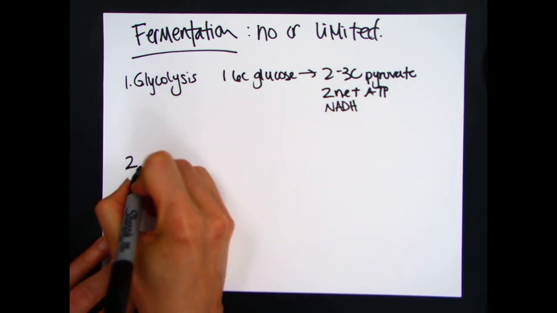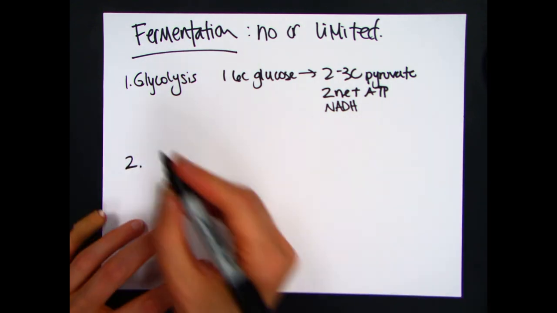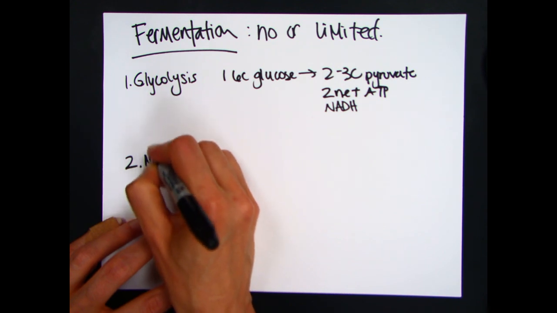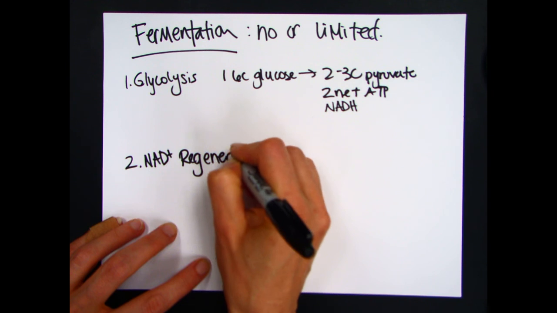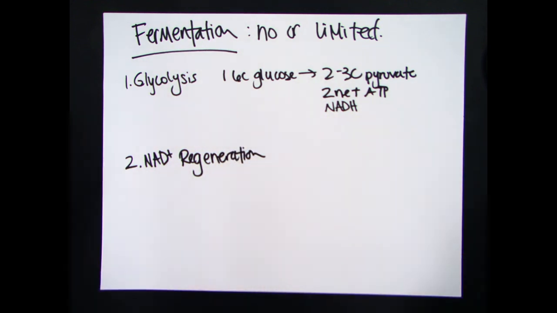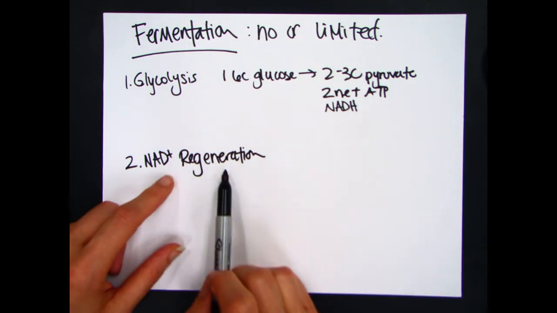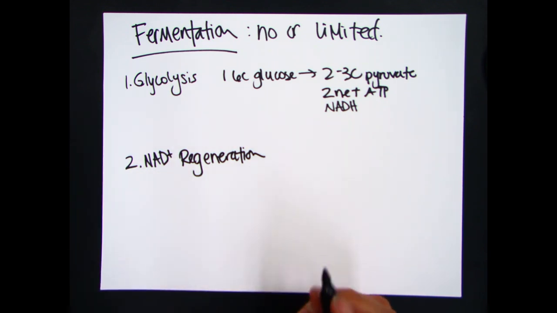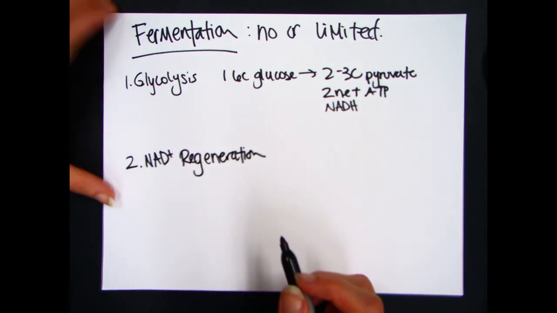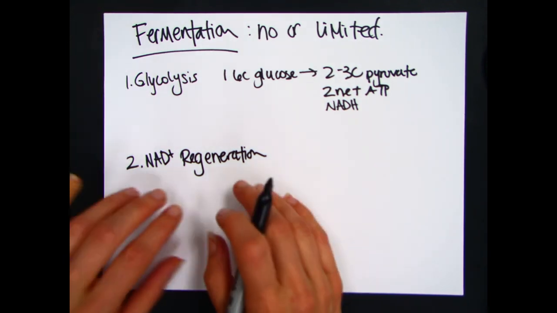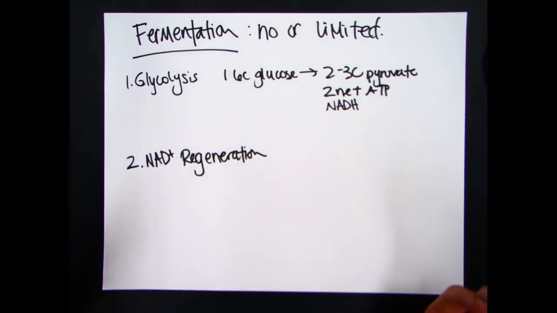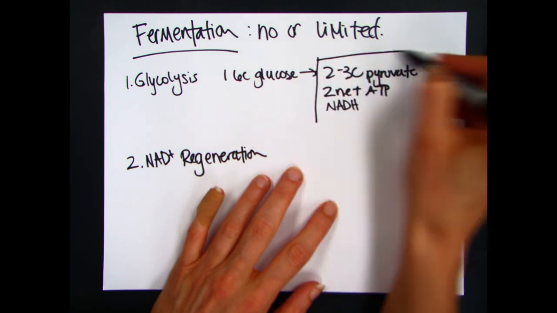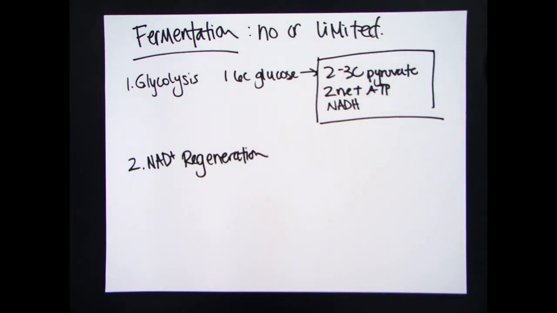Okay, so the second step is going to be NAD+ regeneration. I do not know actually what Dr. Knight in your book calls this. They might call the second step fermentation. That's kind of confusing to me because the process is called fermentation, and so I go with the second step being NAD+ regeneration. Okay, so at the end of glycolysis, we have these three things.